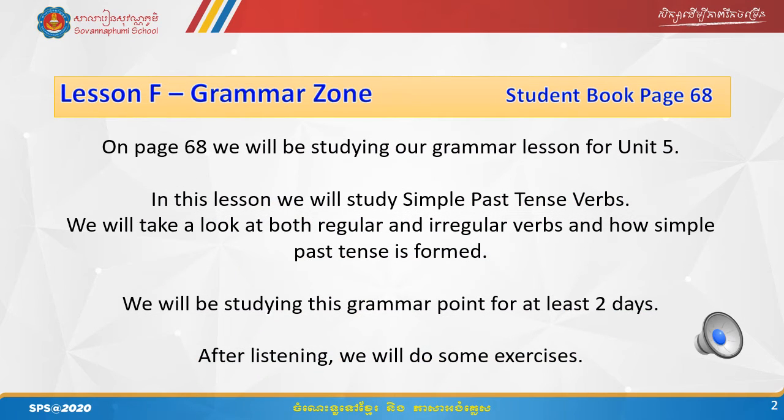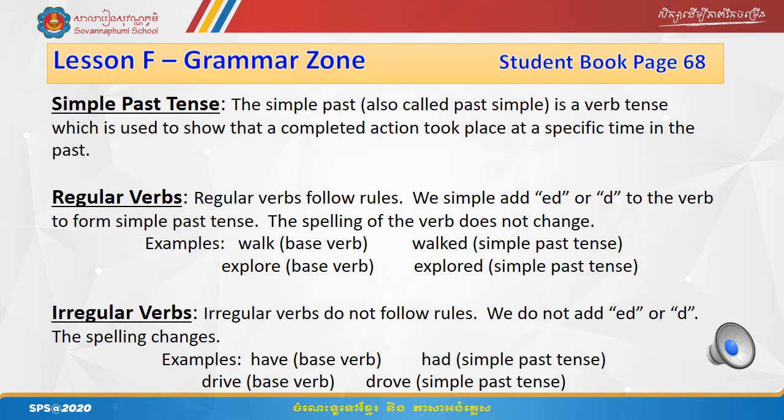On page 68, we will be studying our grammar lesson for Unit 5. In this lesson, we will study simple past tense verbs. We will take a look at both regular and irregular verbs and how simple past tense is formed. We will be studying this grammar point for at least 2 days. After listening, we will do some exercises as always. Let's begin by having a few definitions that will help us through our lesson today.